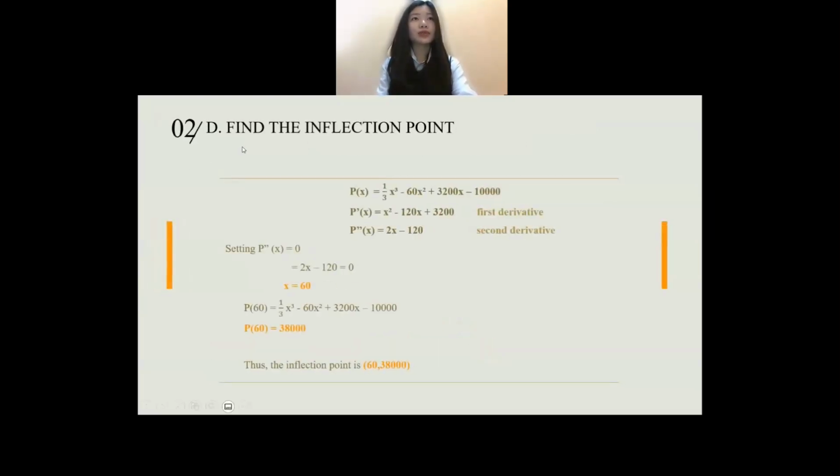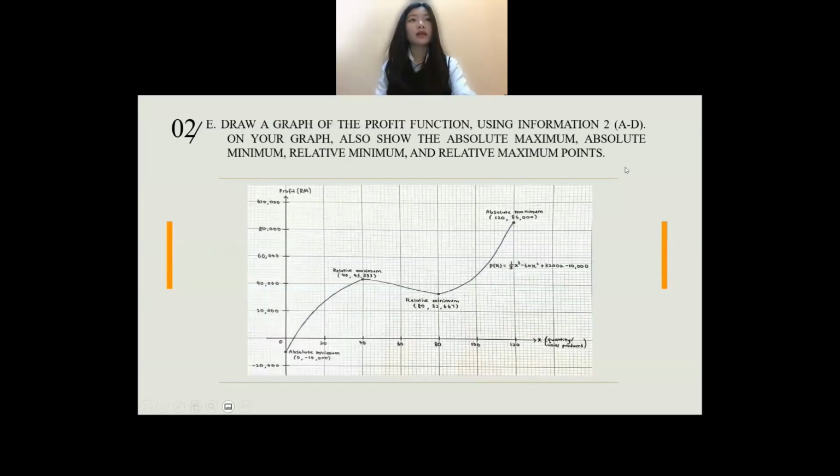Next, question 2d, find the inflection point. We use the second derivative function, P double prime x, and set it equal to 0, which again gives x equals 60, and we substitute it into the profit function. This gives us 38,000. Thus, the inflection point is 60 and 38,000.